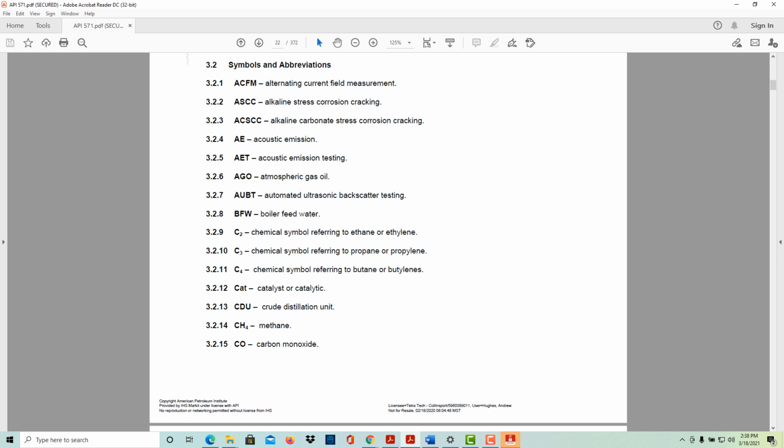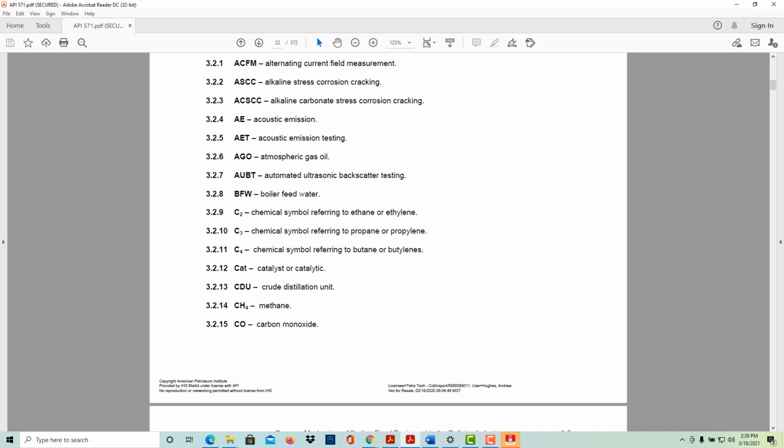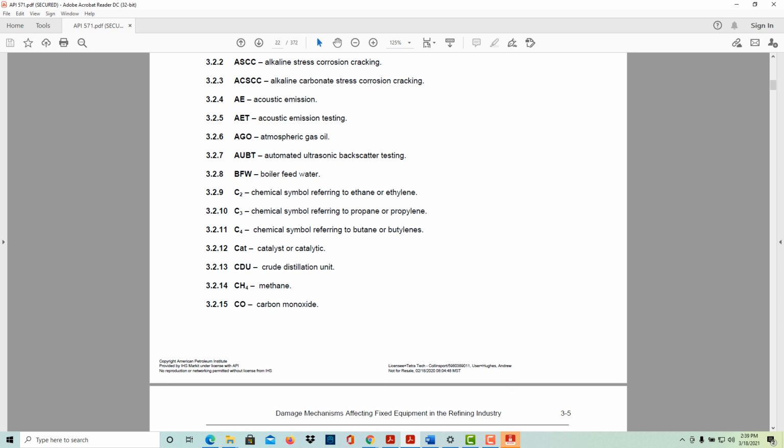Symbols and abbreviations. ACFM, alternating current field measurement. ASCC, alkaline stress corrosion cracking. ACSCC, alkaline carbonate stress corrosion cracking. AE, acoustic emissions. AET, acoustic emission testing. AGO, atmospheric gas oil. AUBT, automated ultrasonic backscatter testing. BFW, boiler feed water.